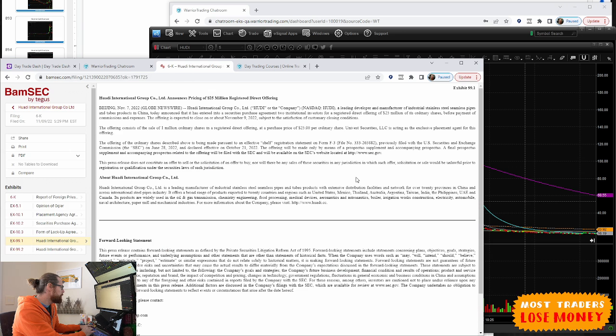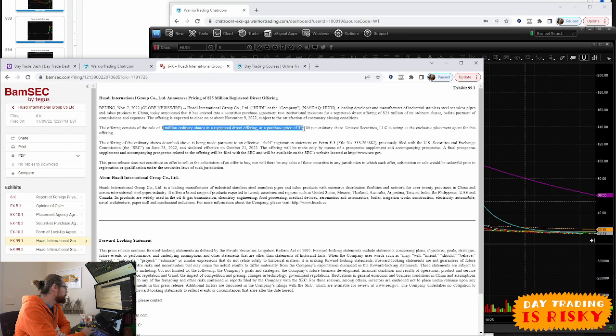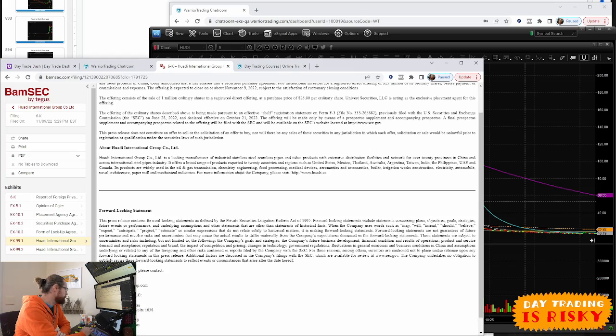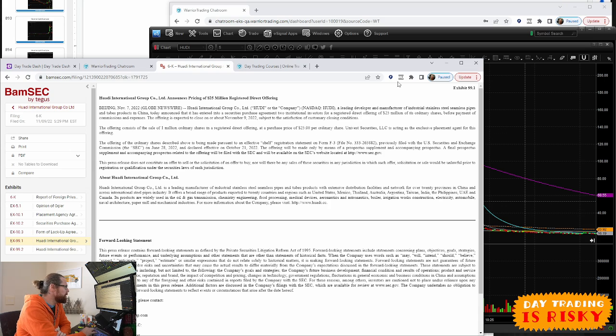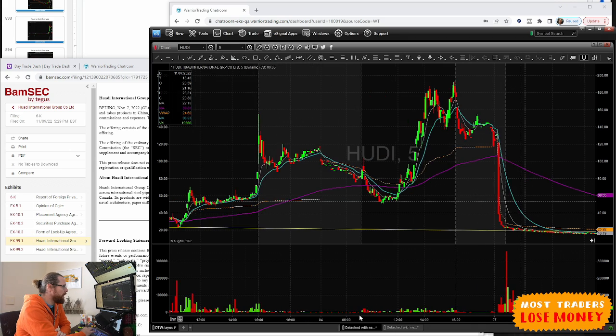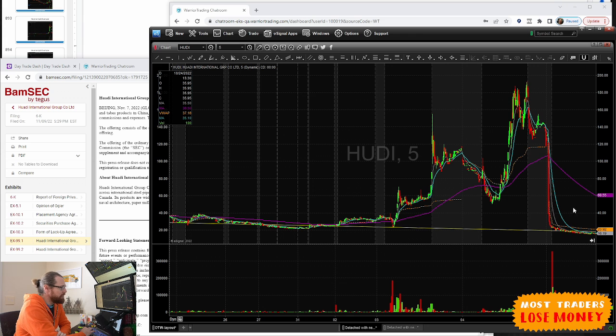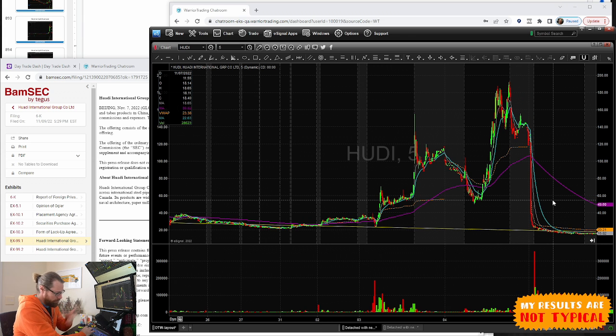Let's see. So this was the offering that they did, a registered direct offering, right? Expected to close around November 9th. Consists of 1 million ordinary shares. This is the firm that's acting as the exclusive placement agent for this offering. So they're the ones that are going to be finding the buyers. And this ends up being just crazy. The stock goes from $108 a share to $16 in one day. Okay, so that was DBGI.